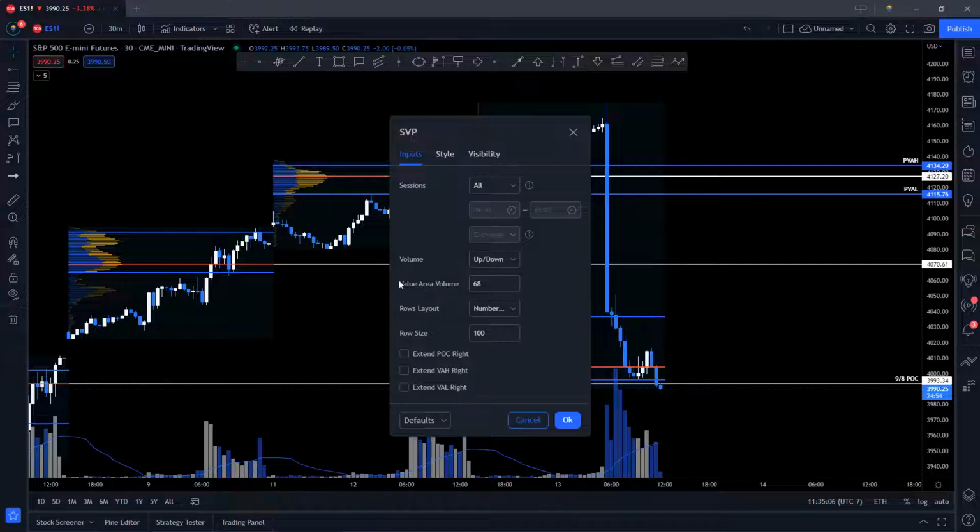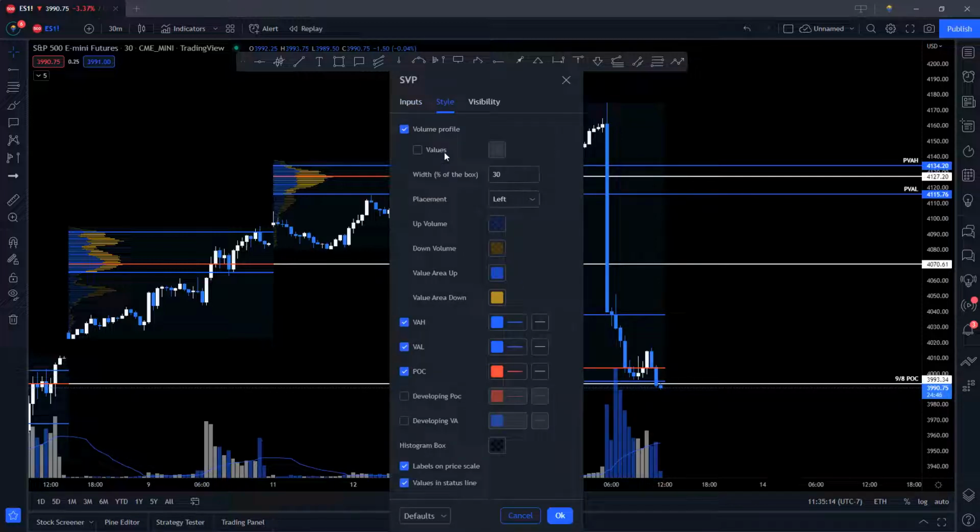For settings, you want to make sure you turn your value area volume to 68% and your row size to 100. I turn on value area high, value area low, POC. That's pretty much it for the settings.